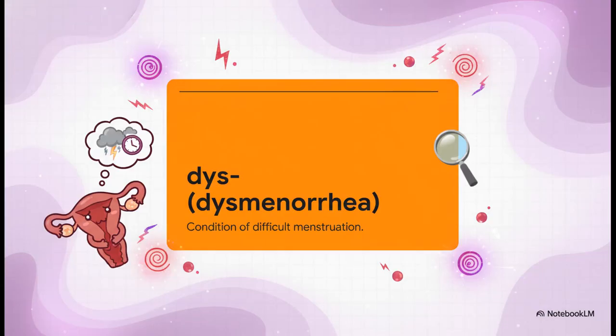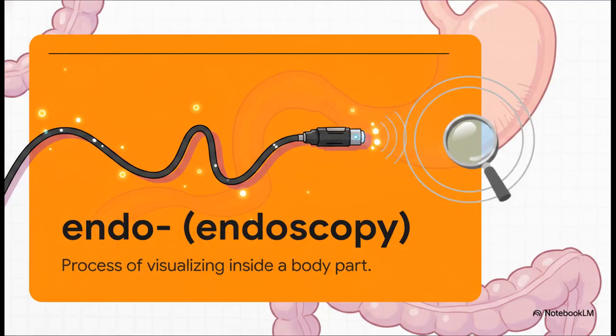Now here's a really interesting prefix you absolutely need to commit to memory. Dys. Dys signifies something that is difficult. Take our strict example here, dysmenorrhea. If you break that down, the dys clearly flags that this is a condition of difficult menstruation. Whenever you hear dys at the start of a word, boom, you immediately know the patient is experiencing some level of difficulty or pain.